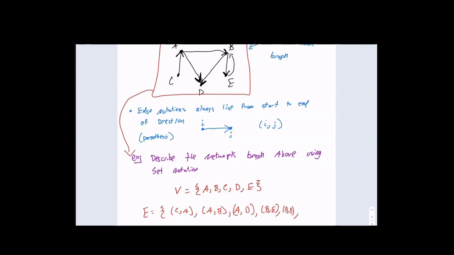A, B, B, D, B, E. That's all. No, it's not. Yeah, those are all. A, B, BD, BD, BE. Anybody help?